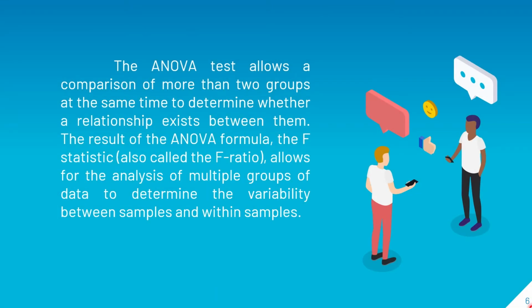The ANOVA test allows a comparison of more than two groups at the same time to determine whether a relationship exists between them. The result of the ANOVA formula, the F statistic, or what we call the F ratio, allows the analysis of multiple groups of data to determine the variability between samples and within samples.